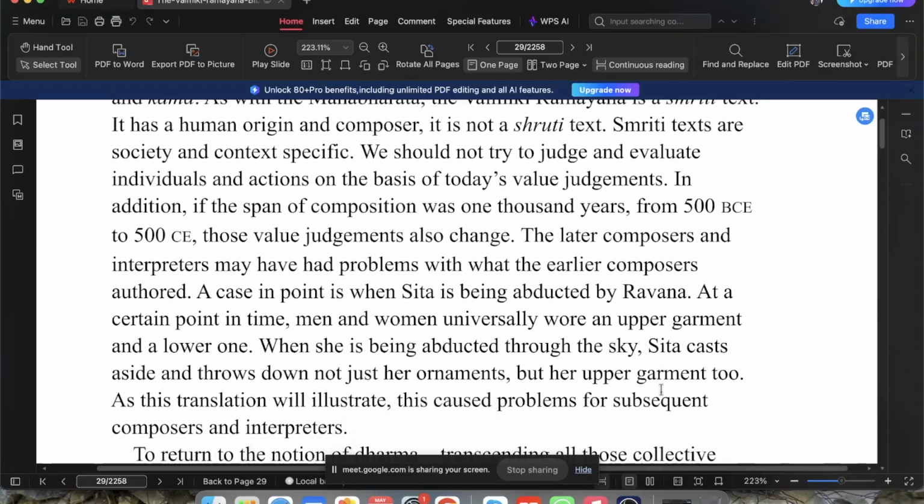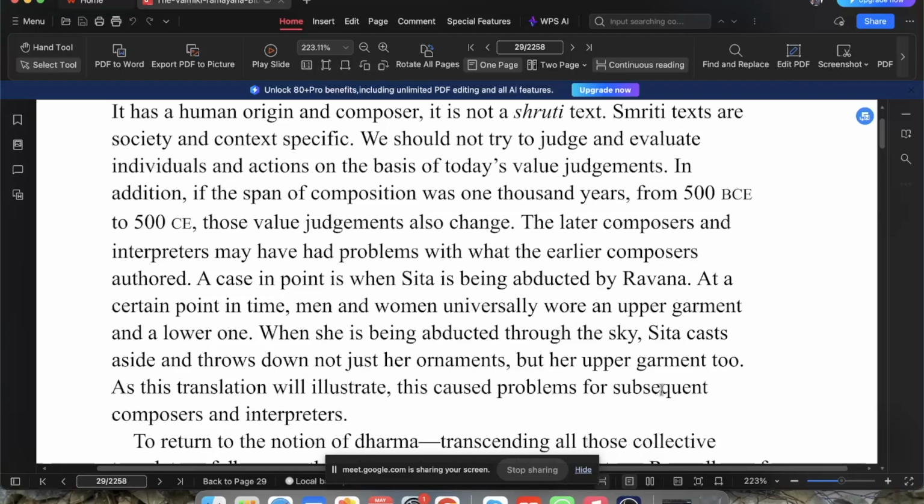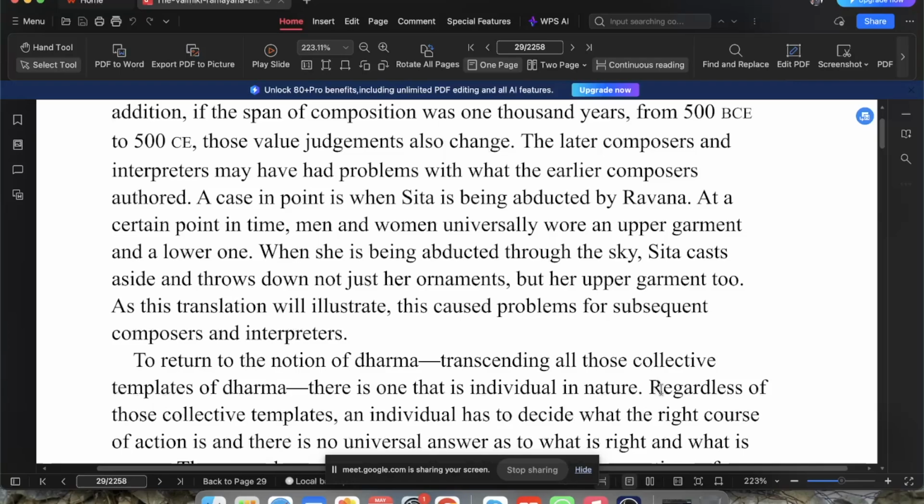In addition, if the span of composition was 1000 years, from 500 BCE to 500 CE, those value judgments also change. The later composers and interpreters may have had problems with what the earlier composers authored. A case in point is when Sita is being abducted by Ravana. At a certain point in time, men and women universally wore an upper garment and a lower one. When she is being abducted through the sky, Sita casts aside and throws down not just her ornaments but her upper garment too. And this, as the translation will illustrate, caused problems for subsequent composers and interpreters.